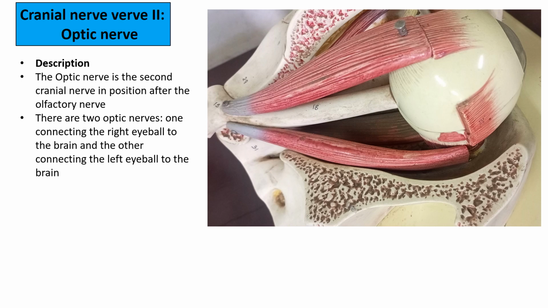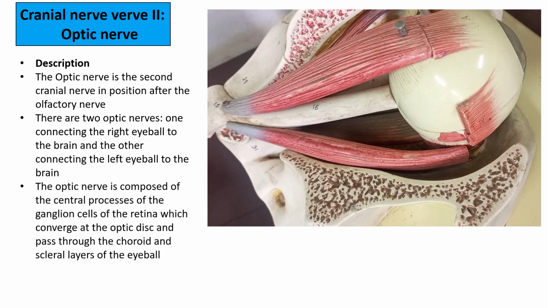So you have a right optic nerve which connects the right eyeball to the brain, and then you also have the left optic nerve which connects the left eyeball to the brain as well. And the optic nerve is just composed of the central processes of some ganglion cells of the retina which converge at a structure known as the optic disc, and these fibers pass through the choroid and scleral layers of the eyeball before they merge as the optic nerve and finally go to connect to the brain.